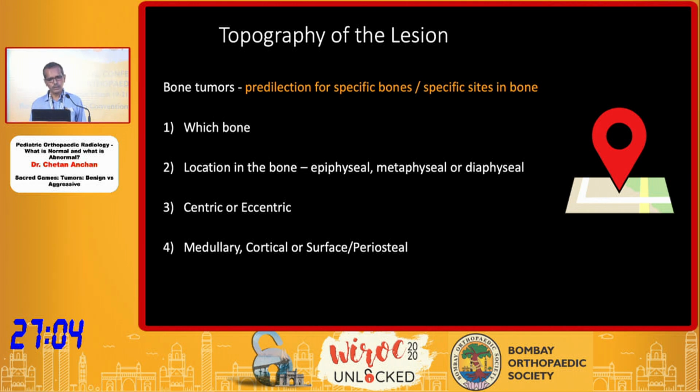So we will go through each one of these topics one by one. Topography of lesion. Bone tumors have a predilection for specific bones, and even in a particular bone they have a predilection for certain specific sites. So you should first find out which bone is affected, then within the bone whether it is an epiphyseal, metaphyseal or diaphyseal lesion, whether it is centric or eccentric, and whether it is cortical, medullary or a surface lesion.